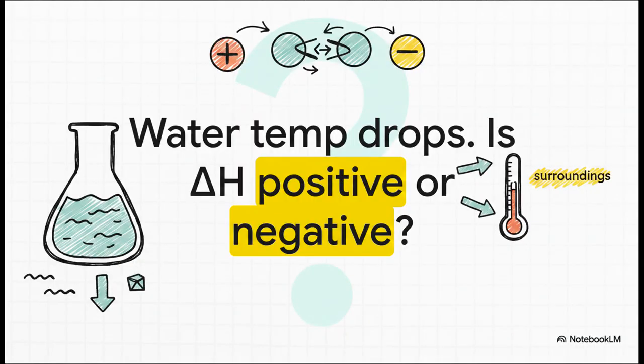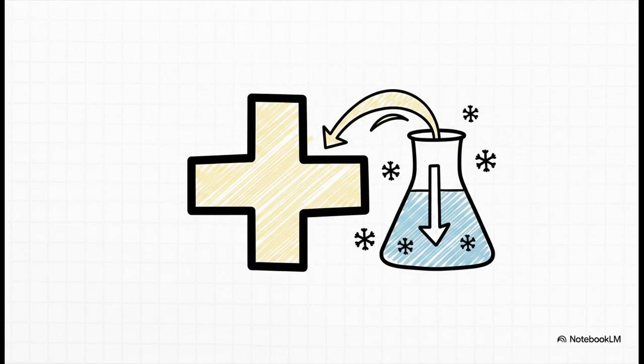Okay, let's pause for a quick check to see if you've internalized this. If an experiment with water shows a temperature drop in the surroundings, is the delta H positive or negative? Think back to the flow of heat we talked about. I'll give you a second to think it over. And the answer is a positive delta H. If the water got colder, it means the chemical reaction stole or absorbed that heat. That makes it an endothermic process, which always carries a positive delta H sign.